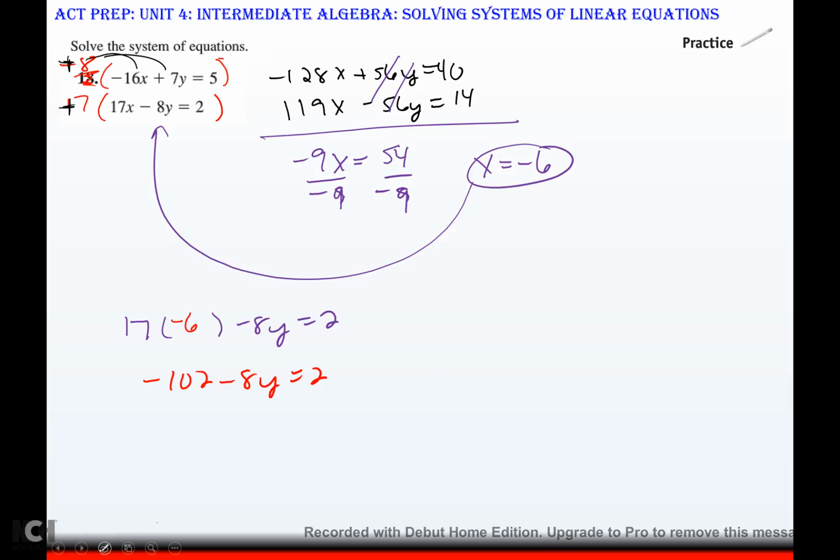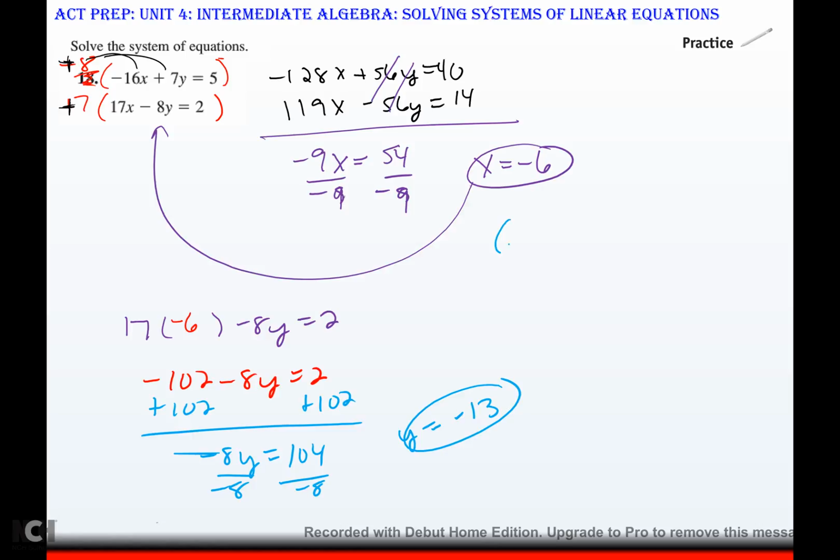To get y alone, I'm going to need to move the negative 102 with positive 102, which gives me negative 8y equals 104. Divide by negative 8, divide by negative 8, I get y equals negative 13. So my solution is negative 6, negative 13. Okay?